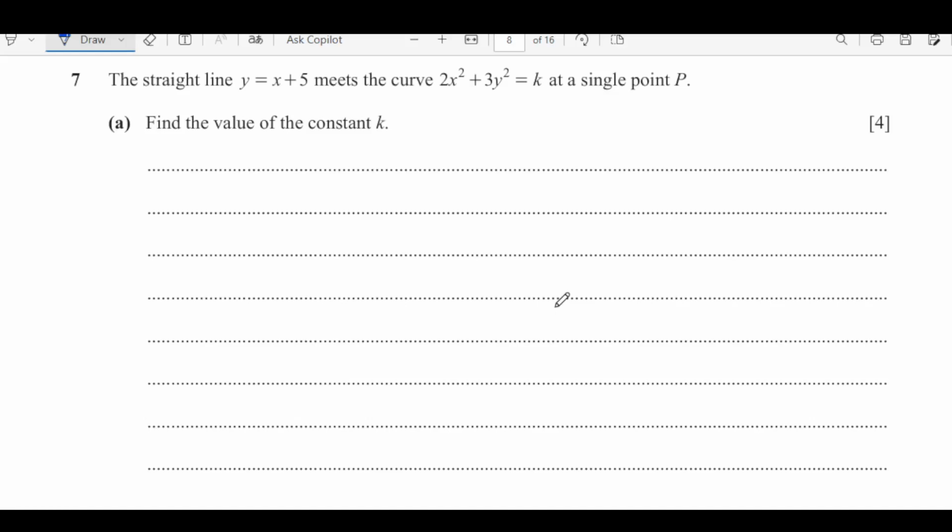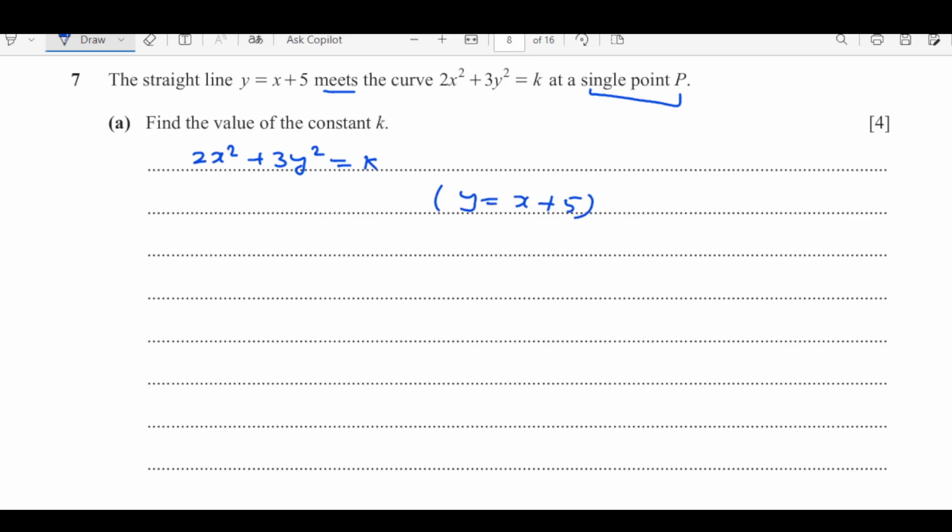Question 7. The straight line y equals x plus 5 meets the curve at a single point. Find the value of the constant k. For this, the curve is 2x squared plus 3y squared equals k, and we have y equals x plus 5. So we can substitute that value over here.